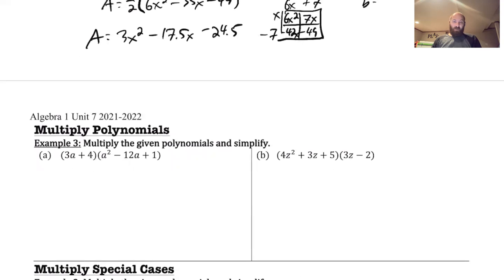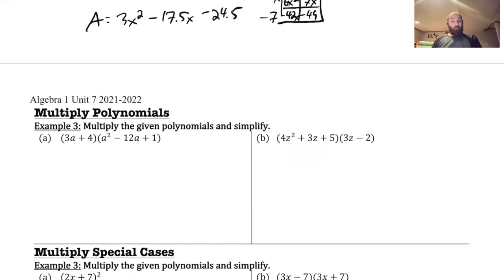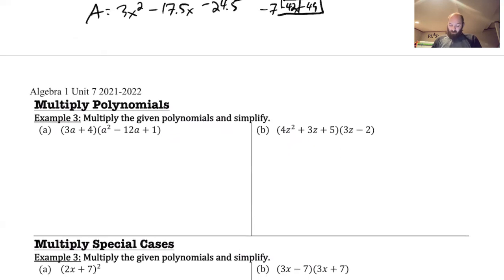Multiplying polynomials. Here we're going to be doing our binomial times a trinomial. Okay. So again, this one you can do, like for example, 3a times that, 3a times that, 3a times that. That's fine. I'll do this times this times this. I'm going to show the box method on the next one.